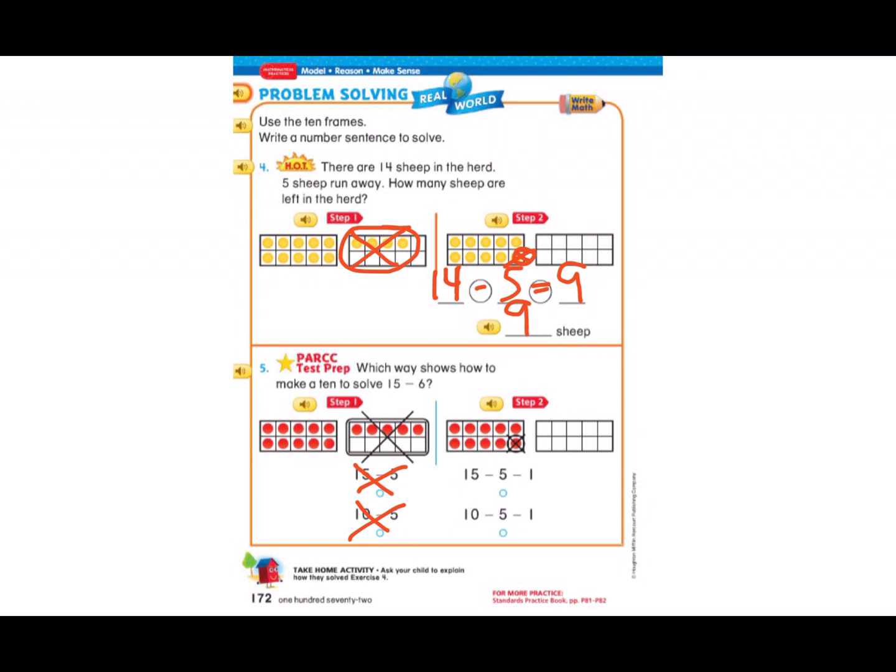So, to combine our 5 and 1, that would give us 6. So we could say 15 minus 6 or 10 minus 6, which is the same as 15 minus 6. Right, 15 minus 5 minus 1.